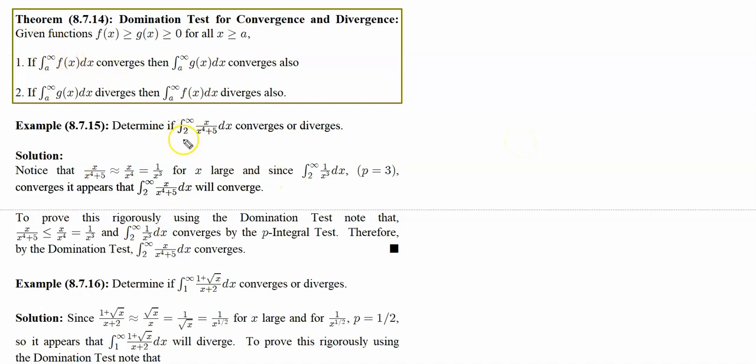So let's consider this first example. We want to determine if the improper integral from 2 to infinity of x over x to the 4th plus 5 converges or diverges. Alright, so when you're applying the domination test, you have to first of all get a feeling for whether or not your improper integral is going to converge or diverge. And that's going to tell you whether or not you're in case 1 or case 2. So let's take a look at this. If we consider the integrand x over x to the 4th plus 5.